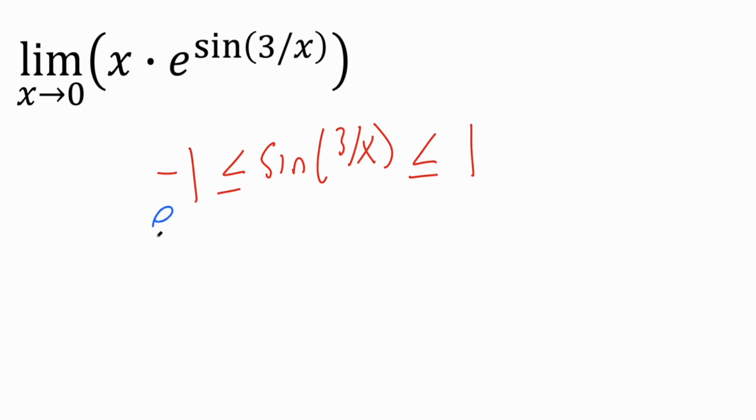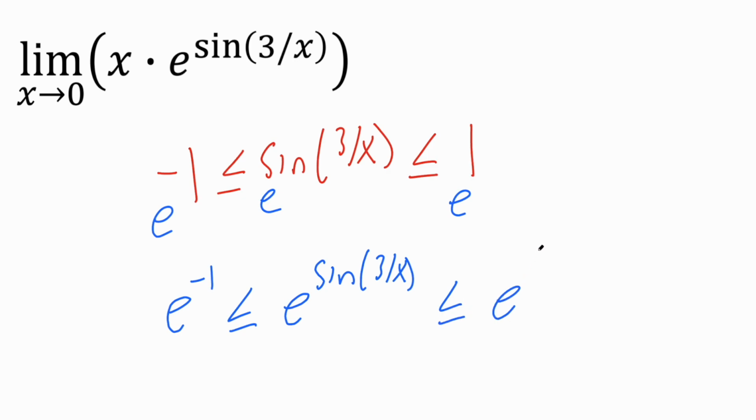Now we have e raised to sine of 3 divided by x. So let's put an e everywhere. So now we have e raised to -1 is less than or equal to e raised to sine of 3 divided by x, which is less than or equal to e raised to 1.